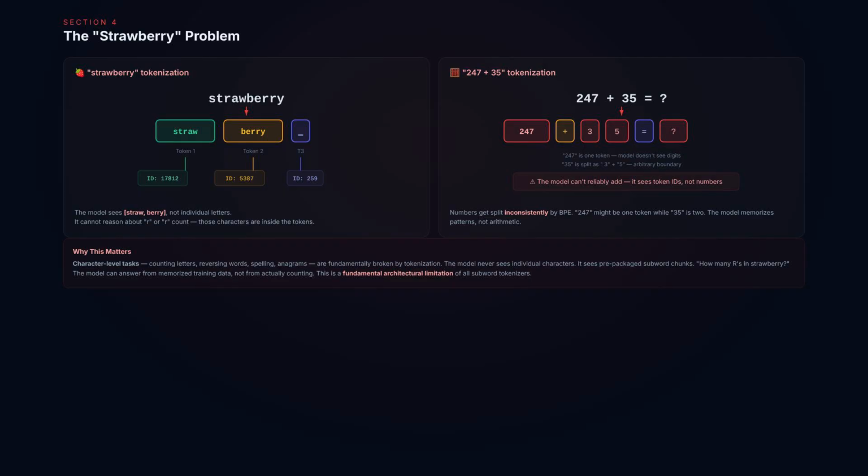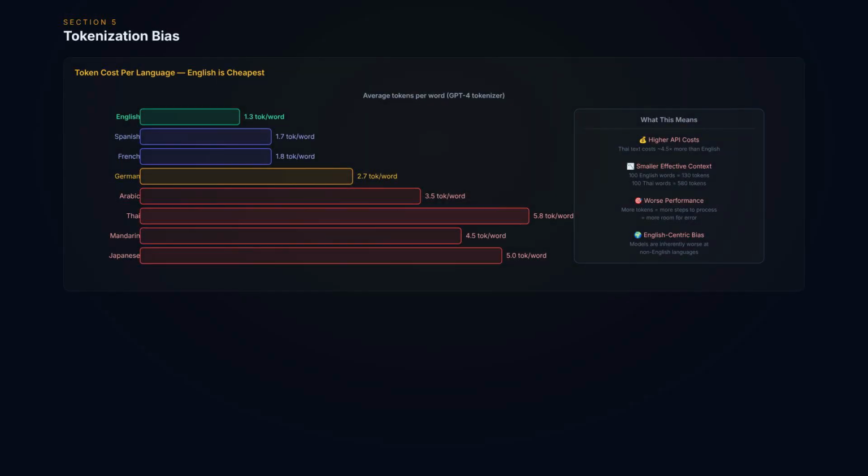The strawberry problem is frustrating. But there's a deeper issue that affects millions of people. Tokenization bias. BPE tokenizers learn merge rules based on frequency in their training data, and that training data is overwhelmingly English. So English gets treated like a first-class citizen. Common English words become single tokens. Common English endings get merged aggressively. But what about Thai, or Arabic, or Burmese. In English, you average about 1.3 tokens per word.